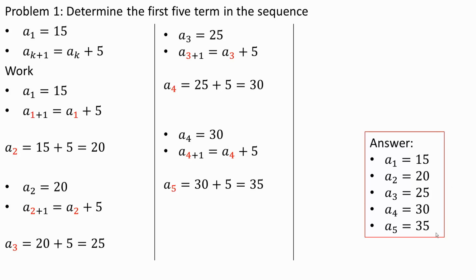And this is our final answer. A sub 1 is 15, a sub 2 is 20, a sub 3 is 25, a sub 4 is 30, and a sub 5 is 35. And that's all we need to do for this type of problem.